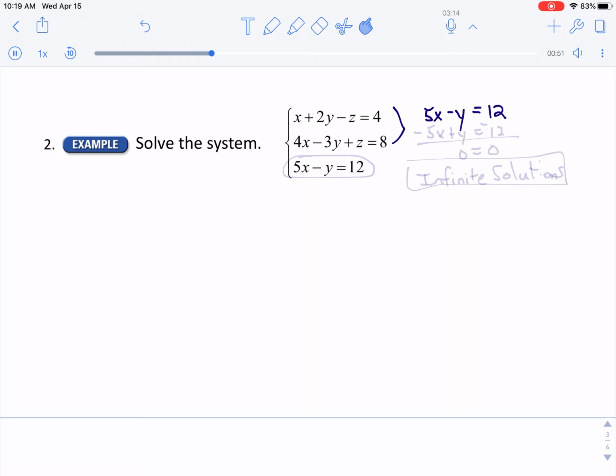Now look at this equation. It's also 5x minus y equals 12. So I'm going to multiply this by -1, making all the signs change, and add them together and get 0 equals 0. And since 0 equals 0, this is infinite solutions.